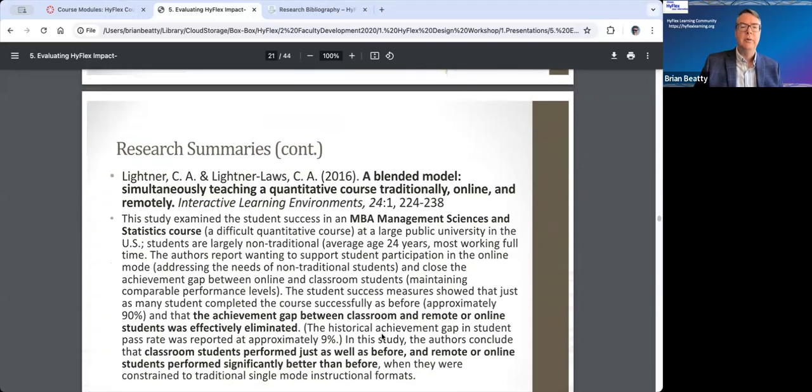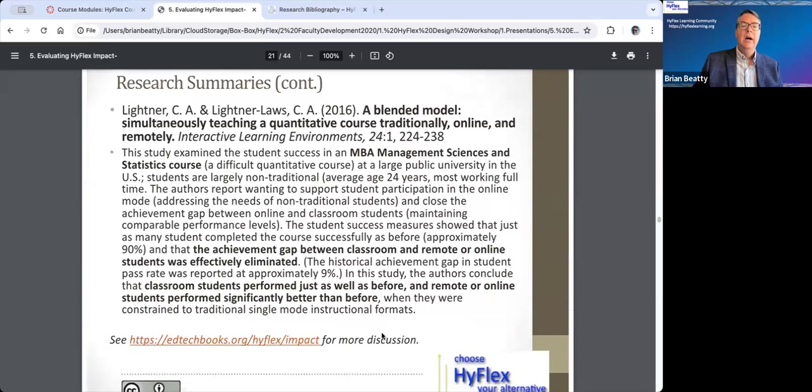So that's another one you might want to look at. Let's see. This one is looking at closing the gap between classroom and remote or online students.